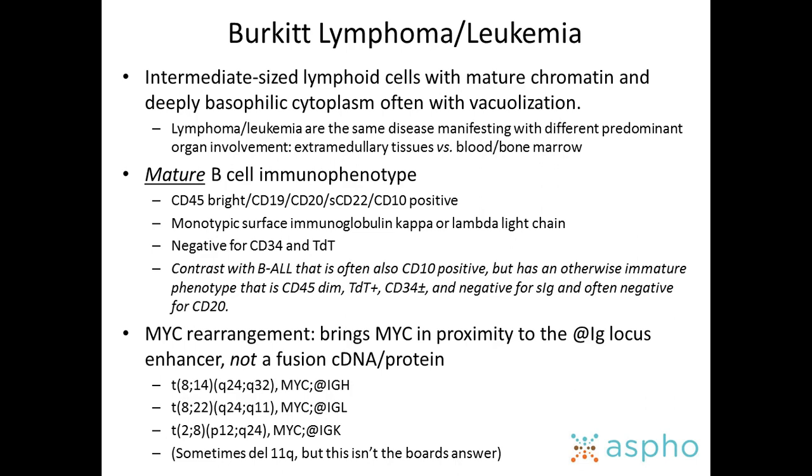For your purposes, it's defined by the presence of a MYC rearrangement where MYC is brought in proximity to one of the three immunoglobulin loci enhancers. This is either the heavy chain, the light chain, or the light chains on chromosomes 14, 22, or 2. It's important to note that unlike in B-ALL, where most of the translocations result in fusion proteins, this simply places the enhancer elements of the immunoglobulin loci adjacent to the MYC promoter, and so the MYC gene is overexpressed.